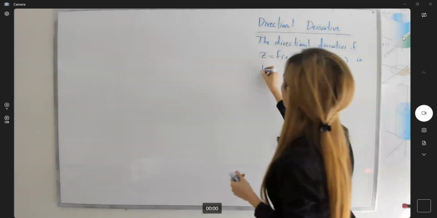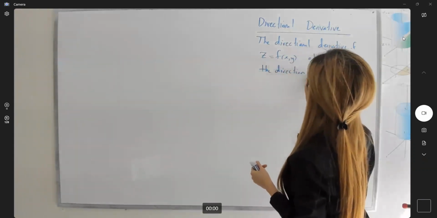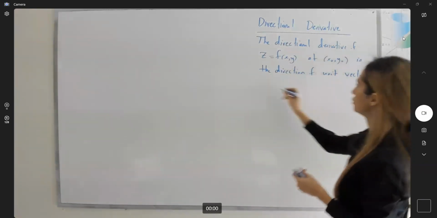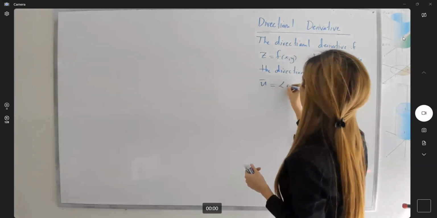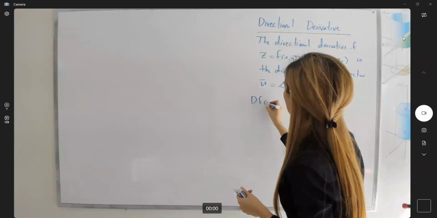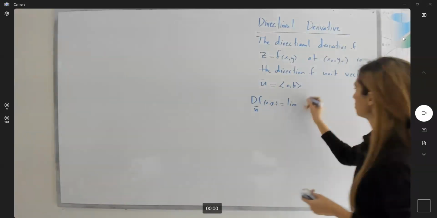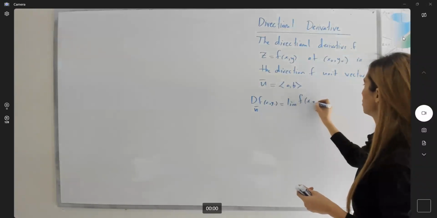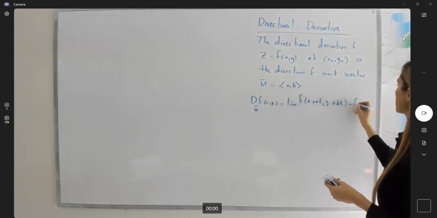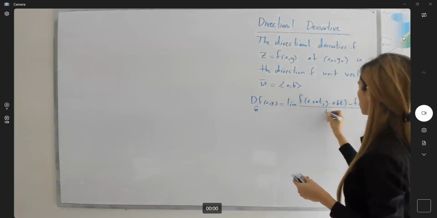in the direction of unit vector u, which is defined as a and b, is defined as limit, now limit definition, f of x sub 0 plus at, y sub 0 plus bt, minus f of x sub 0, y sub 0, divided by t as t goes to 0.